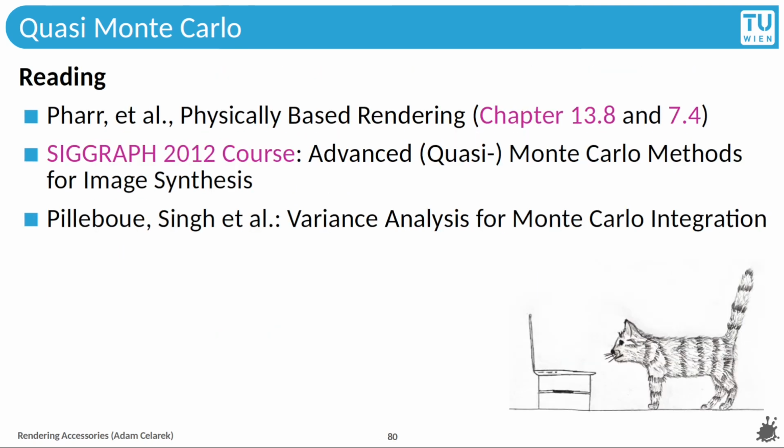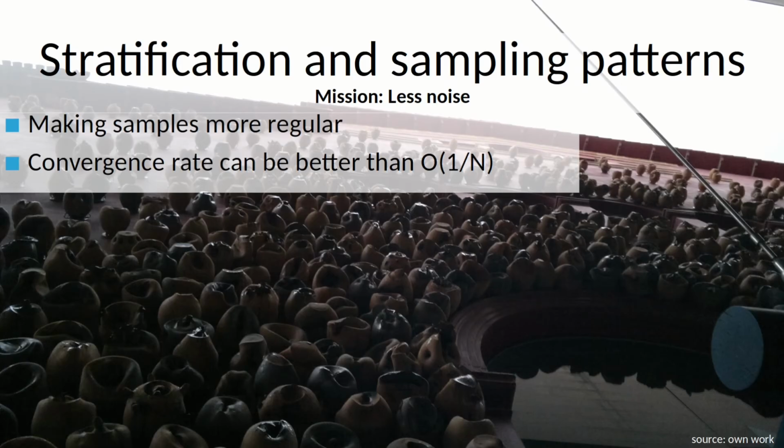And so here are the reading links. Check out our course book again. There is also a SIGGRAPH course and the paper by, I'd rather not pronounce these names, which shows a way to analyze sampling patterns and gives exact numbers on the convergence of certain patterns. That concludes our section about sampling patterns. We learned that having regular samples reduces error in low dimensions.